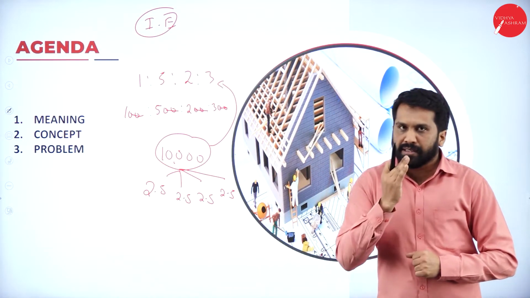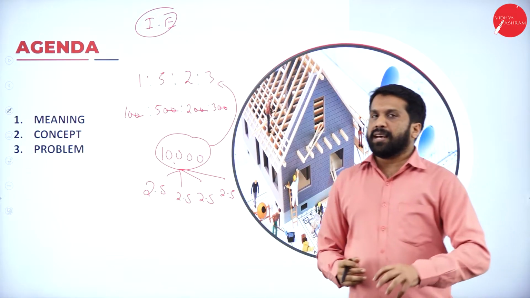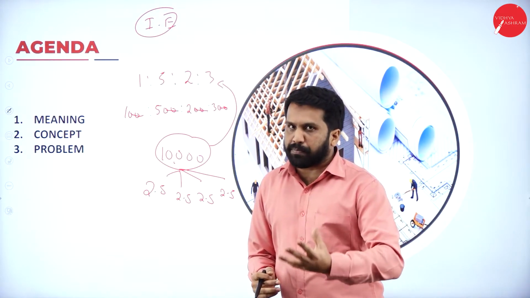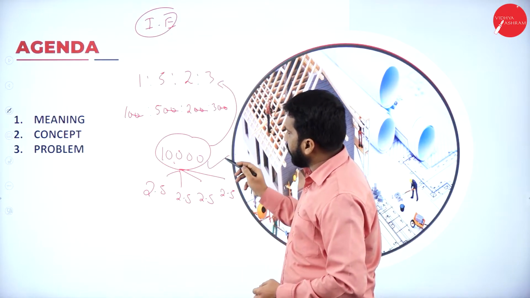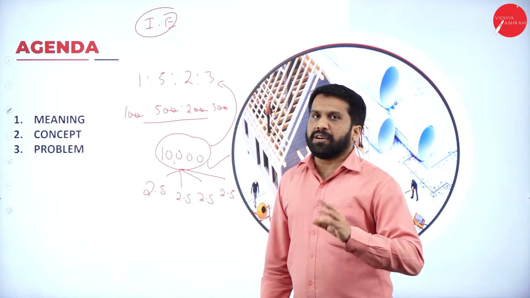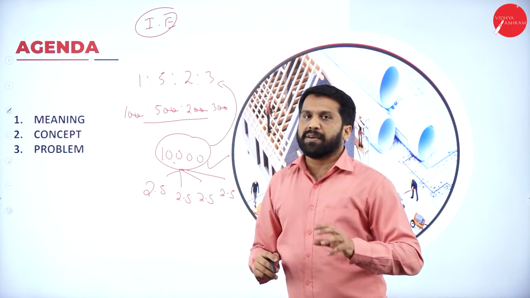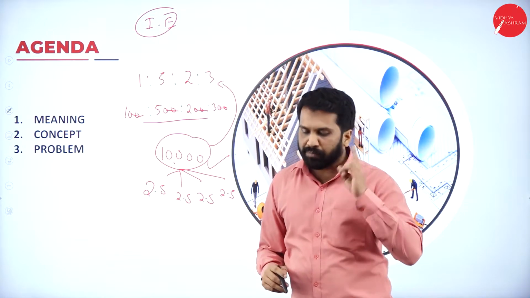Hope you are clear. This is all we are going to do in today's session. They will give you the total expenses of 10,000. They will give you the ratios. Your work is very simple. The expense has to be divided as per the ratio. Hope you are clear.